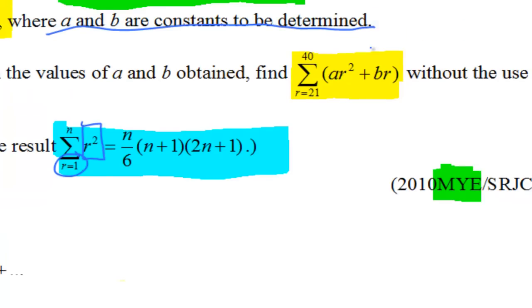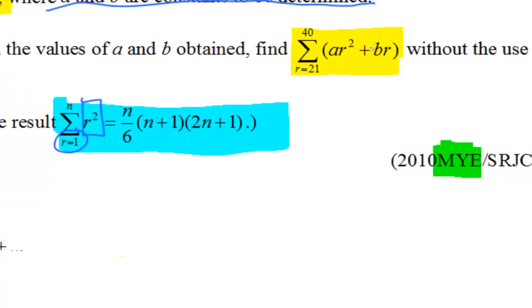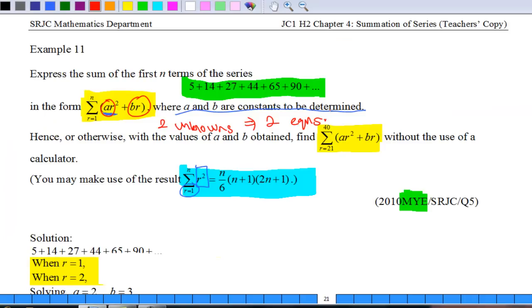Our interest is first in looking for the values of a and b. We know that we have exactly two unknowns, right? Now in order to solve for two unknowns, we are going to need two equations. We know that the first term of this sum is going to be 5, and this term 5 is at r equals 1. So this means that when r equals 1, a times 1 squared plus b times 1 must give me 5. And this will give me my first equation in terms of a and b.